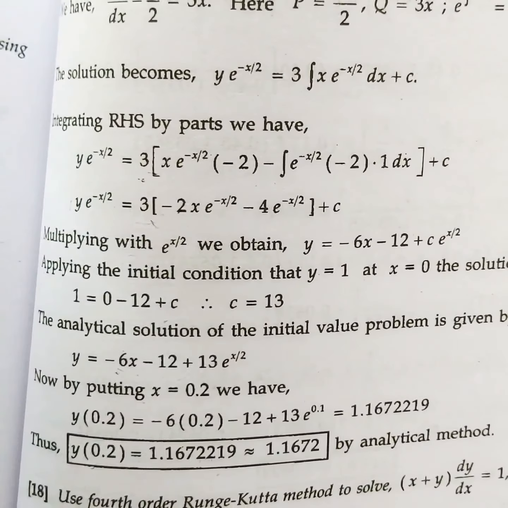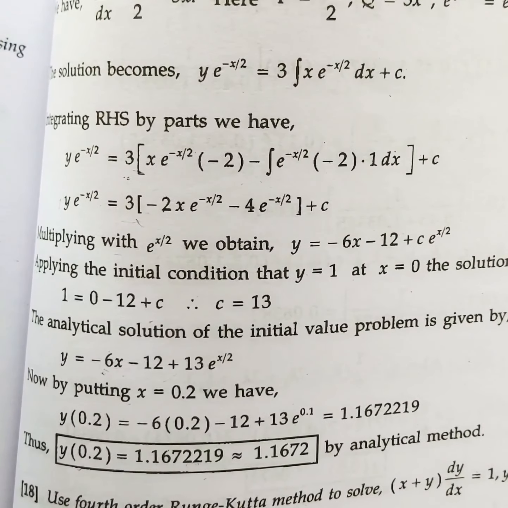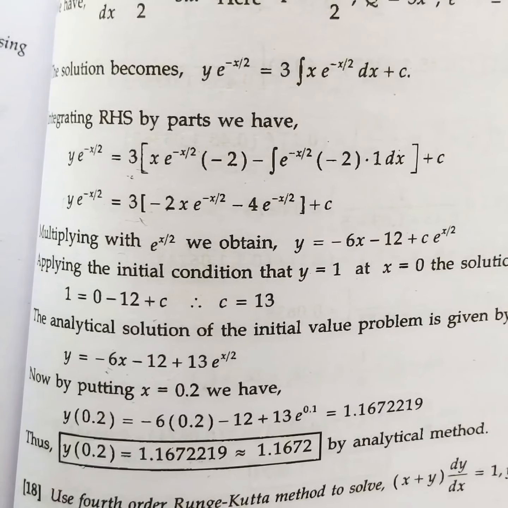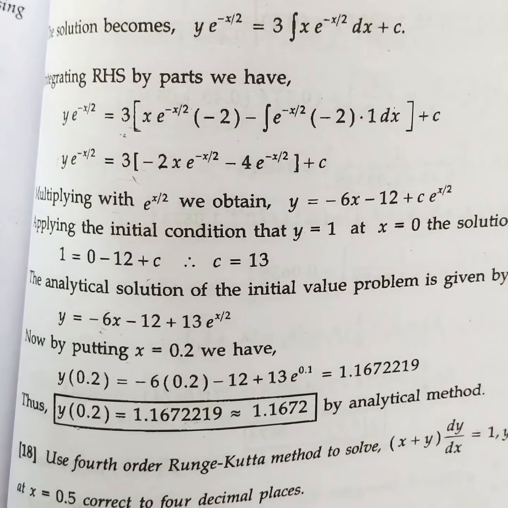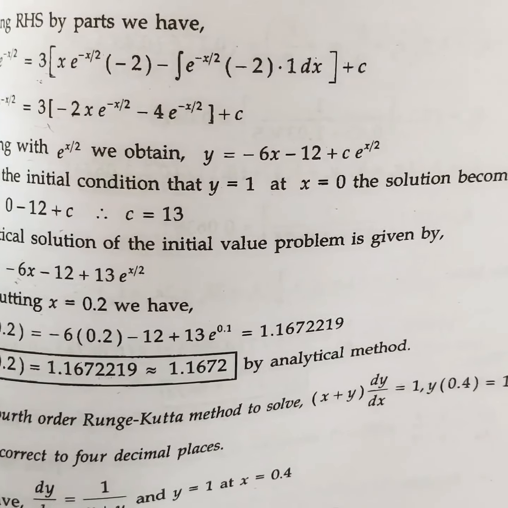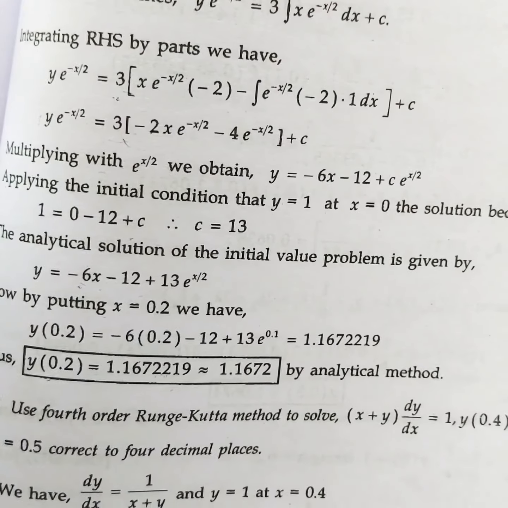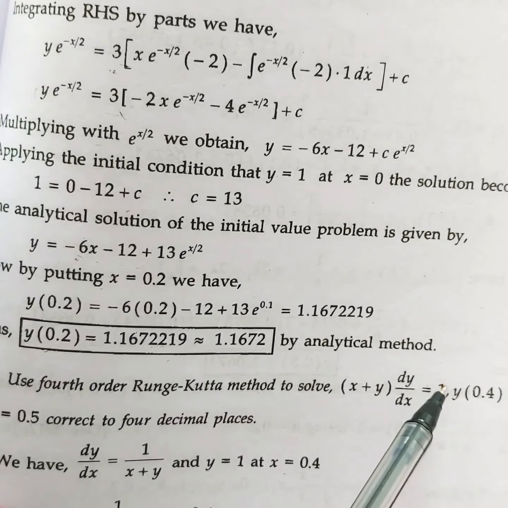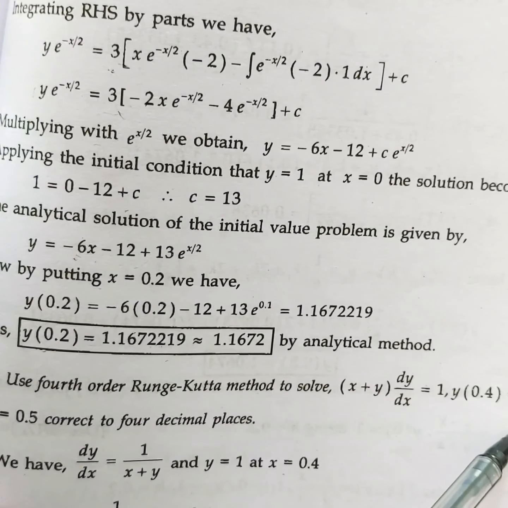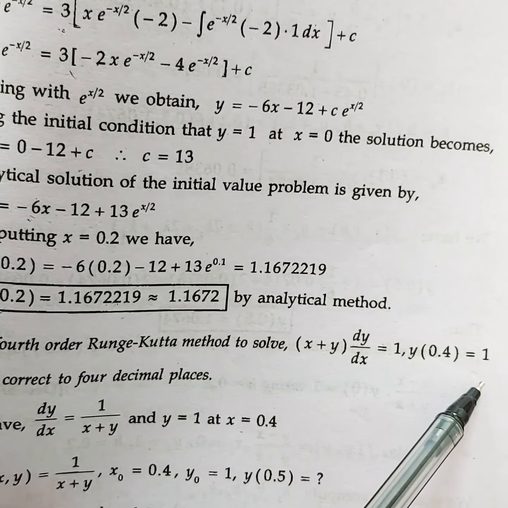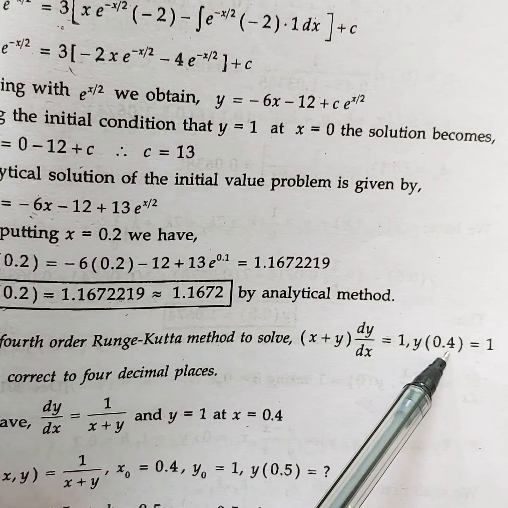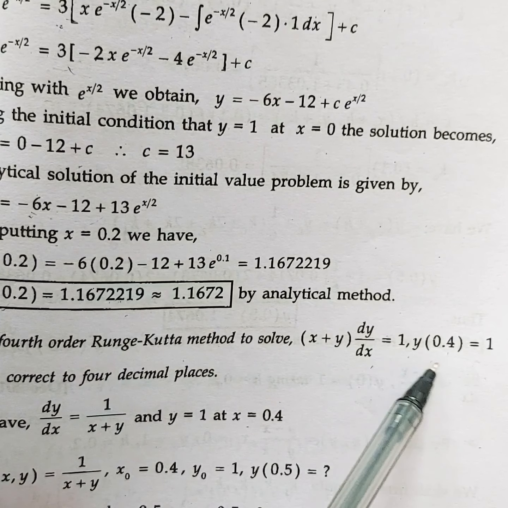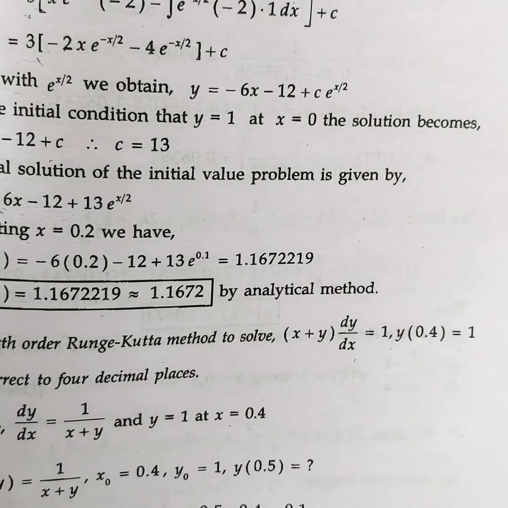So, RK method is very easy, but please be careful with the sign. Okay. And try to solve this problem on your own. X plus y into dy by dx is equal to 1. Y of 0.4 is equal to 1. Yeah, now you can see this is your initial value. X plus y into dy by dx is equal to 1. Y of 0.4 is 1.